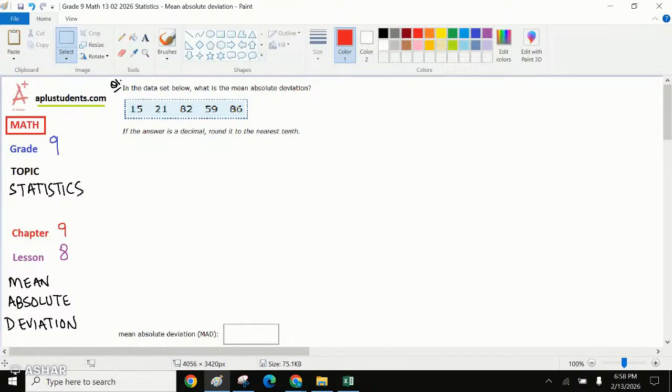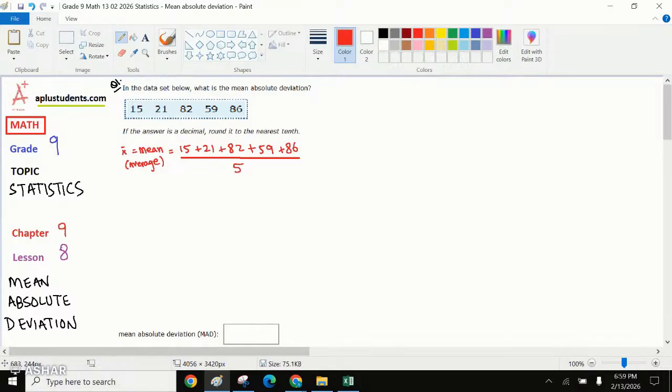The term mean, let's see. If we want to find the mean, we know that mean can be written as x with a bar on it, or mean is also known as the average. So let's find the average. 15 plus 21 plus 82 plus 59 plus 86 is to be divided by how many values do we have? 1, 2, 3, 4, 5. We have 5 values over here.